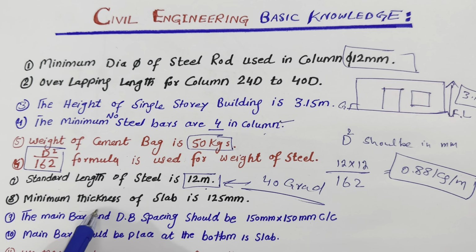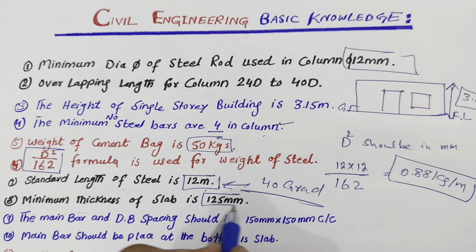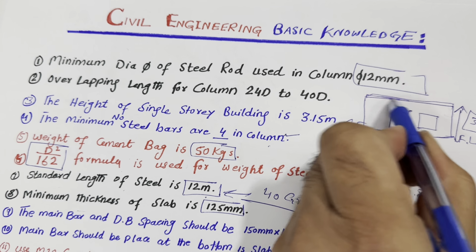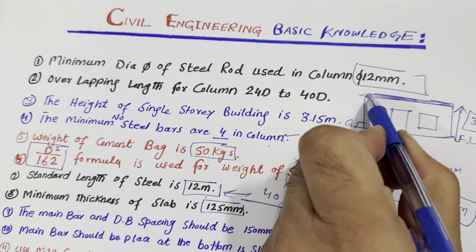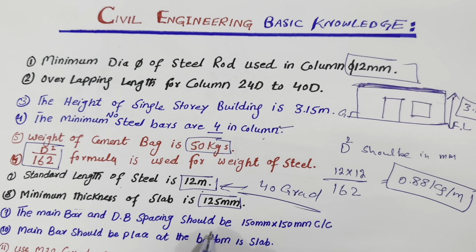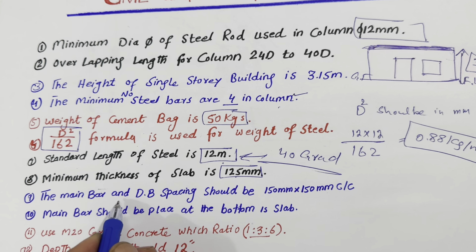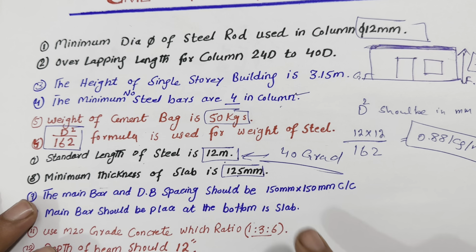Next, guys, the minimum thickness of the slab is 125 millimeter. You can see on the top of this we are providing RCC slab, so this slab thickness should not be less than 5 inches, or you can say 125 millimeter. Next guys, very important for you people, the main bars and distribution bar spacing should be 150 by 150 millimeter.